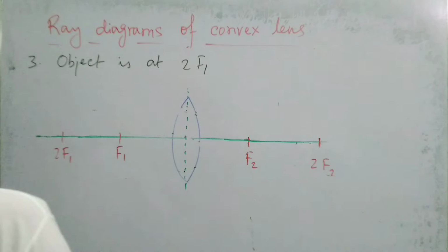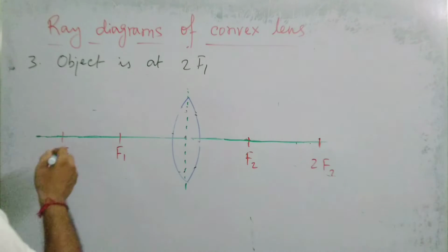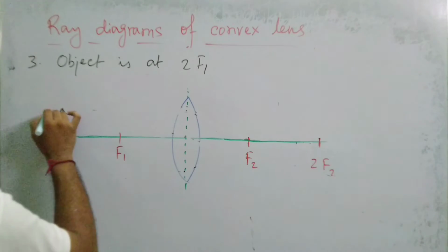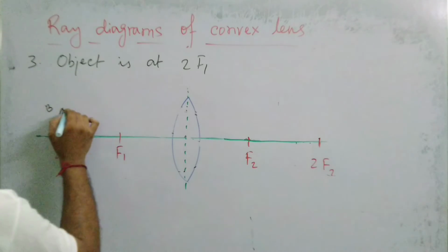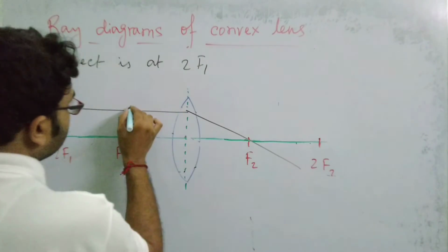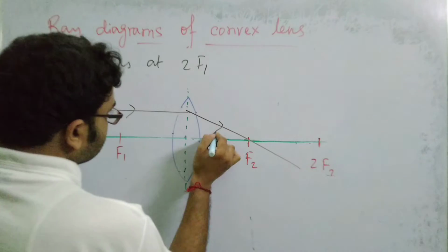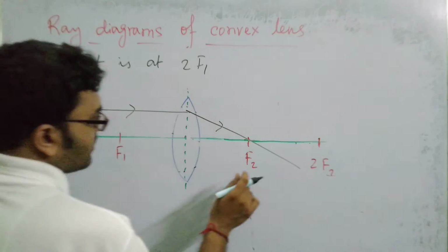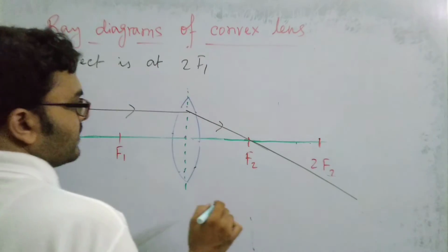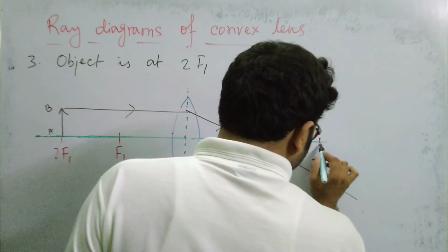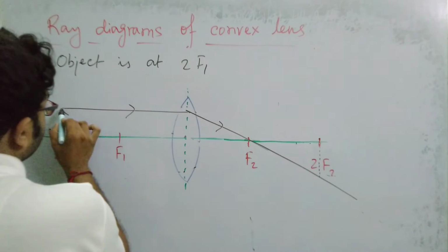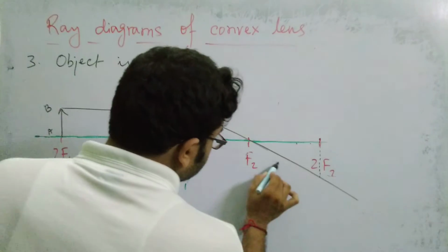So what happens here? If I consider the object at this point 2f1, let's say the object is AB, it will move out like this. After passing through the focus, it will move out like this. Okay, and I will have to extend it a little bit here like this. And the image will be found exactly at 2f2. So it will be something like this and this.